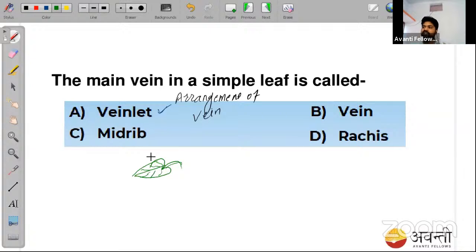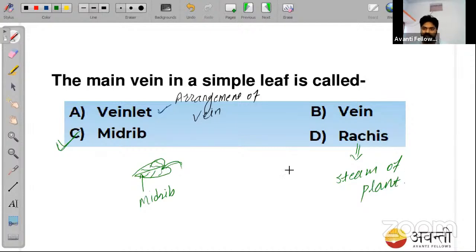Next is the vein. We already talked about the vein. Next is the rachis. Actually, the correct answer is C. ठीक है. So the main vein in a simple leaf is called a midrib. This part is known as the midrib, situated in the middle. Okay. Next thing is the rachis. Rachis is nothing but the stem of the plant.